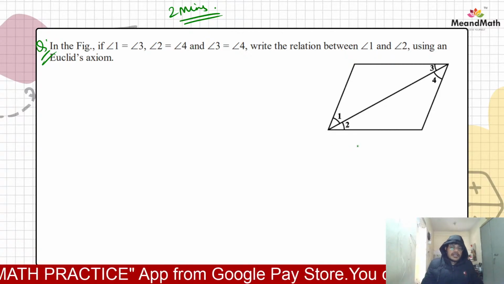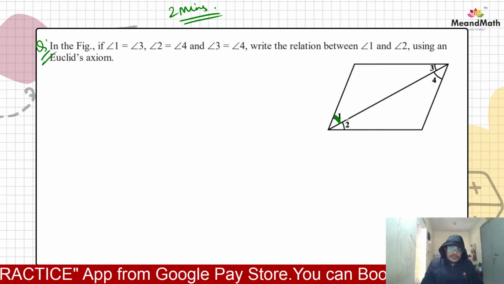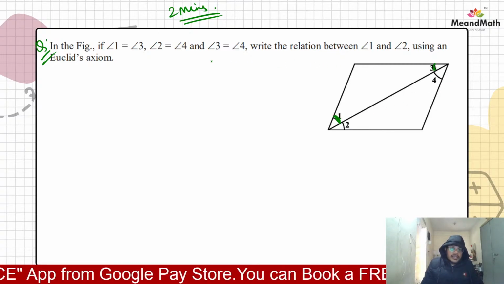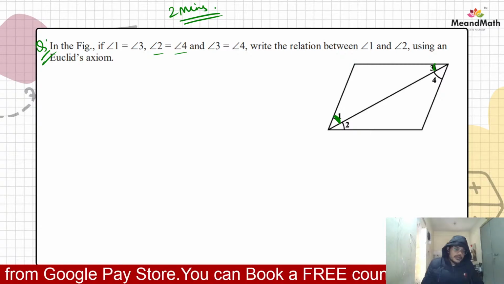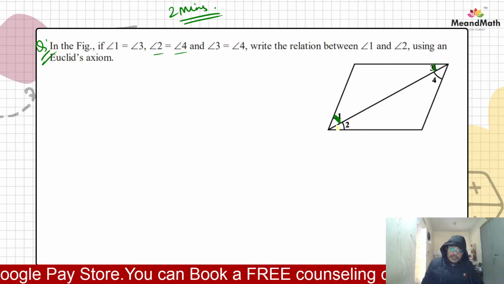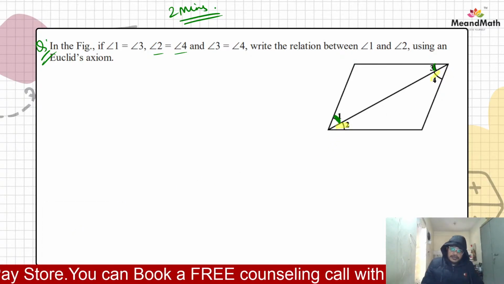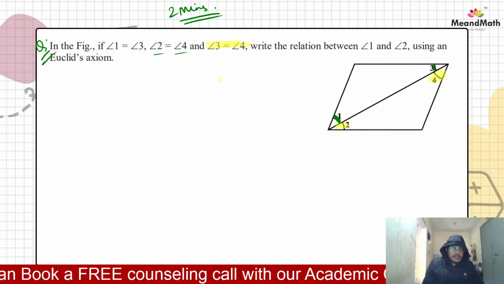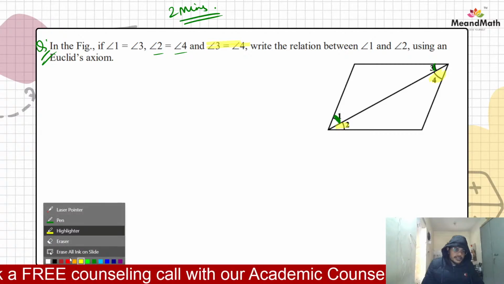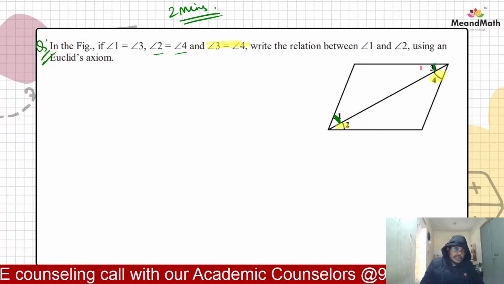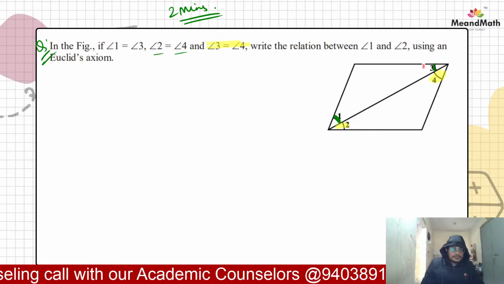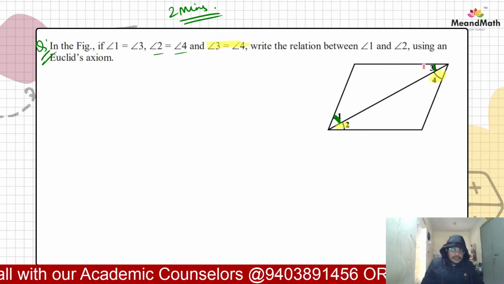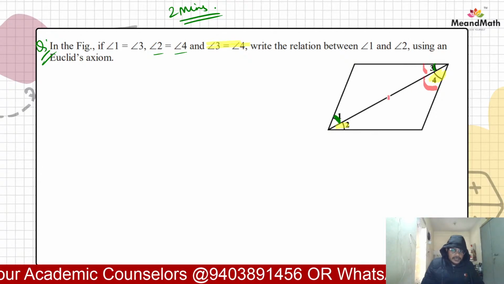Okay, see. Angle 1 is equal to angle 3, right? And angle 2 is equal to angle 4. Angle 2 is equal to angle 4, right? Now, angle 3 is equal to angle 4. You have one more condition, that is this. No, angle 3, this angle is equal to this angle, right?